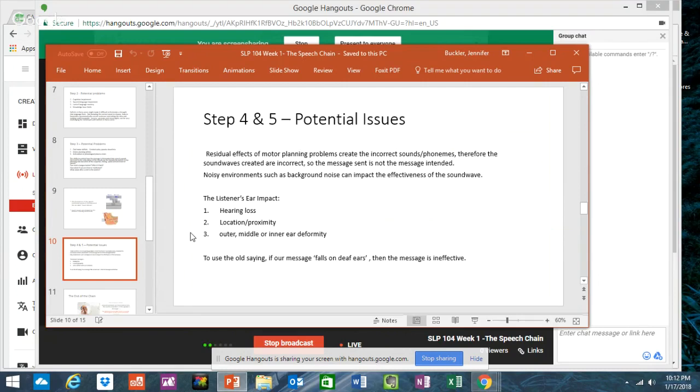Noisy environments can also impact the effectiveness of the sound wave. At step 5, when the message arrives at the listener's ear, hearing loss, location, proximity of the speaker to the listener, and the adequacy of the outer, middle, and inner ear of the listener can also impact the effectiveness of the listening mechanism and therefore the interpretation of the message.